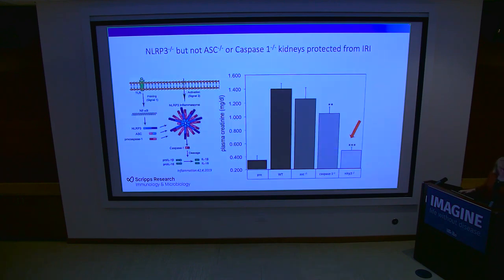And we went back to our mouse models and found that, interestingly, NLRP3, but not caspase-1 or ASC knockout kidneys, were highly protected from ischemic injury. And so it suggested that NLRP3 was potentially uncoupled from the inflammasome. And as we now know, there are non-canonical NLRP3 signaling pathways that might be playing a role.